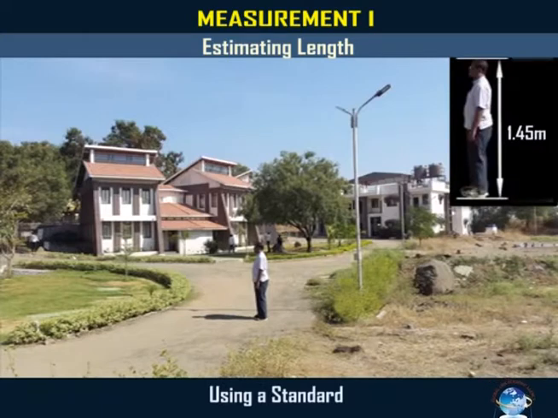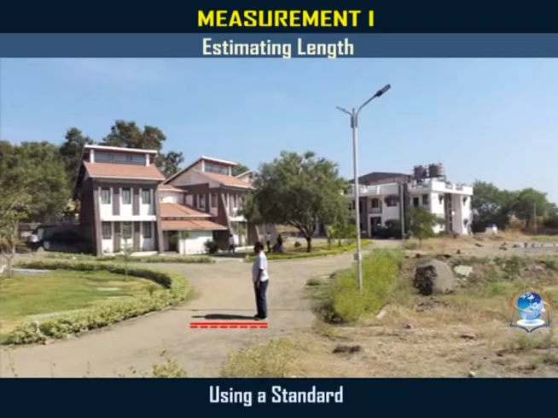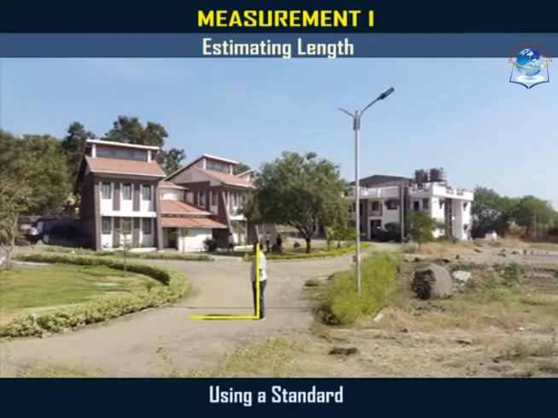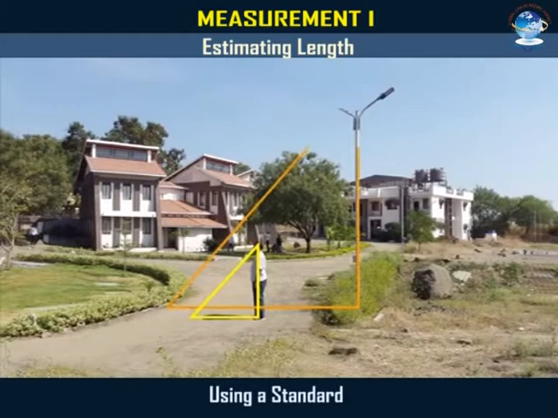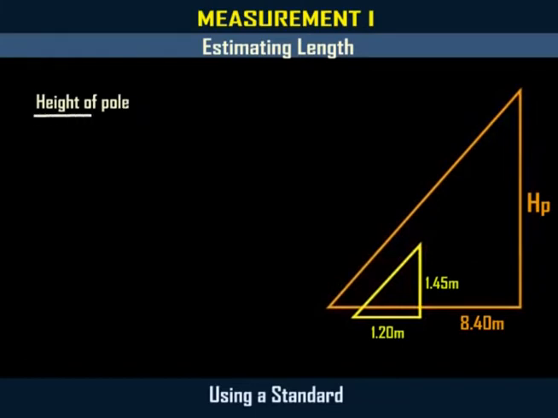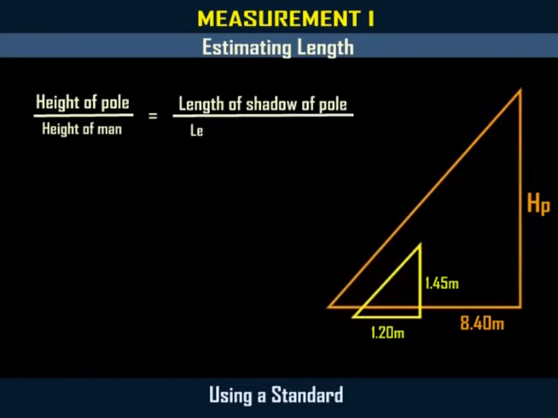Let's say his height is 1.45 meters. We measure the length of his shadow, and let's say it's 1.2 meters. The length of the pole's shadow is 8.40 meters. Now, the objects and their shadows form right-angled triangles which are proportional to each other. We can find the height of the pole using the relationship height of the pole over the height of the man is equal to the length of the pole's shadow over the length of the man's shadow.